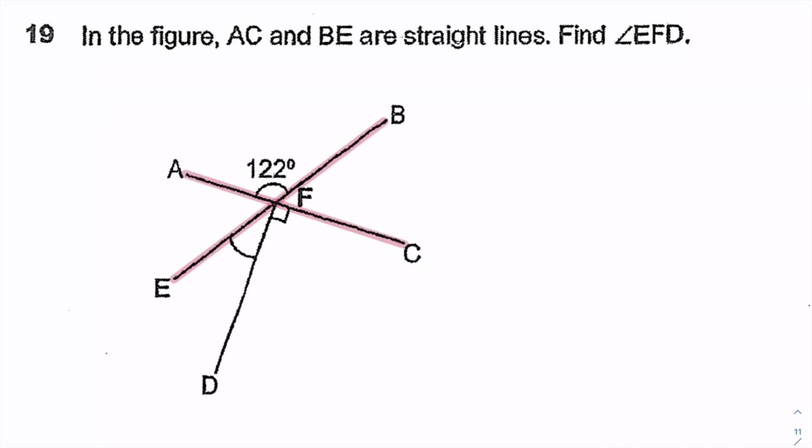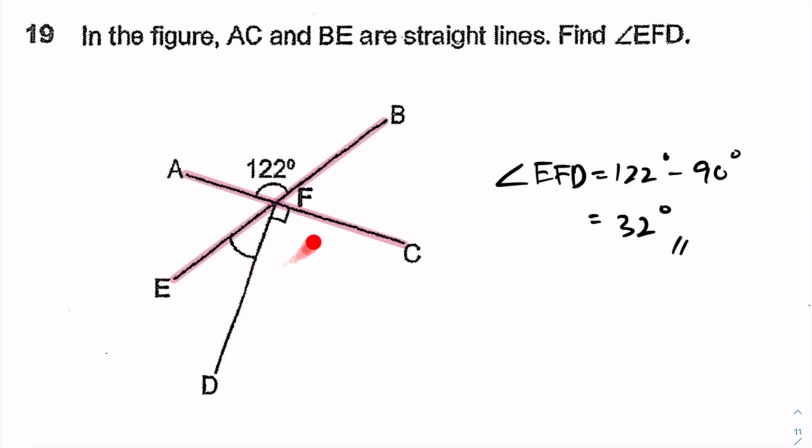Next up, AC and BE are straight lines from there. Okay, so we've got a right angle right here. So we want EFB, which is this angle. So we know that this EFC is 122, this part here. Why? Vertically opposite angles. So this part here is 122. So basically, we're taking 122 minus 90 degrees there. And the answer is 32 degrees.